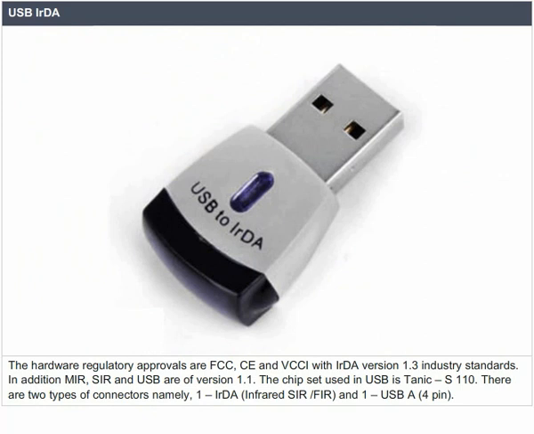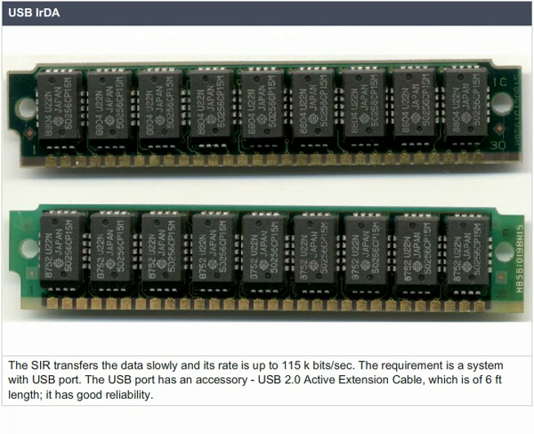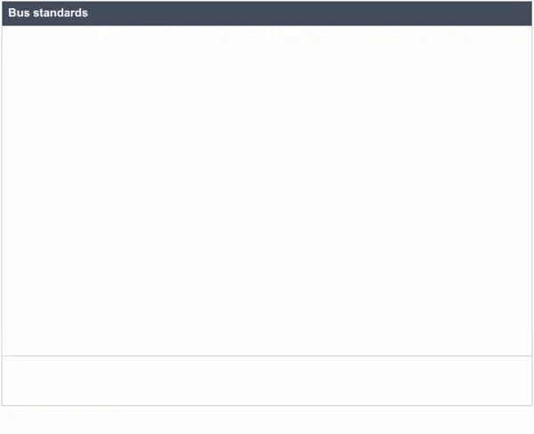There are two types of connectors, namely 1. IrDA, infrared SIR/FIR, and 2. USB-A 4-pin. The SIR transfers the data slowly, and its rate is up to 115 kilobytes per second. The requirement is a system with a USB port. The USB port has an accessory USB 2.0 active extension cable, which is 6 feet in length. It has good reliability.